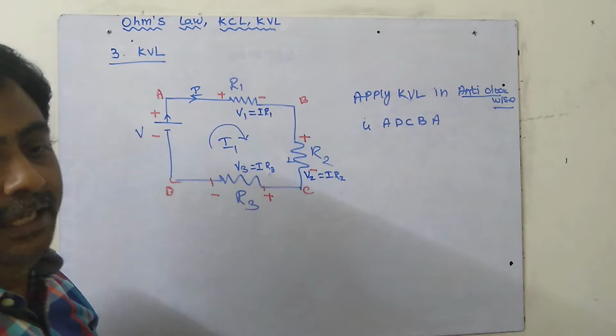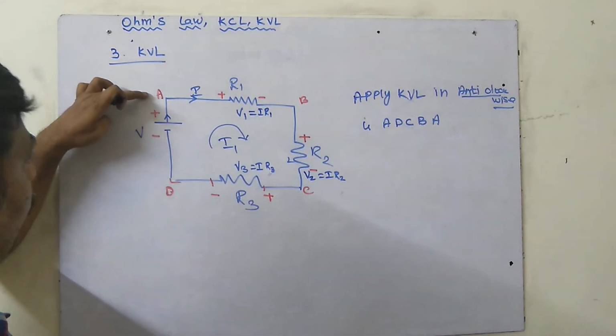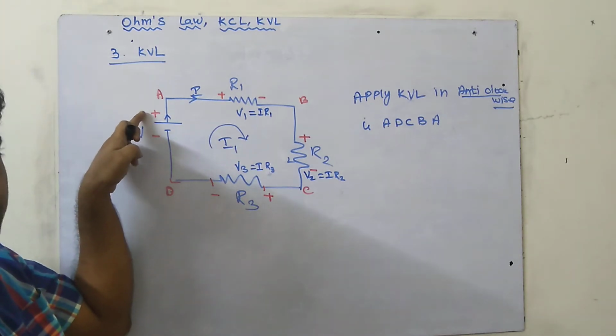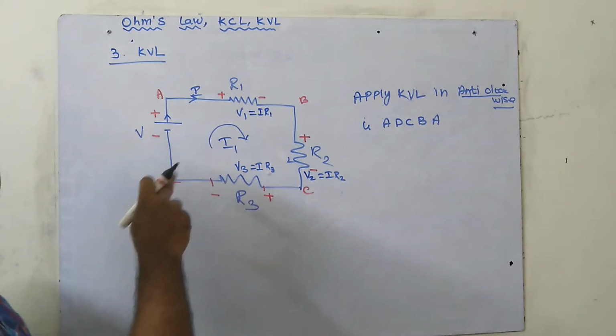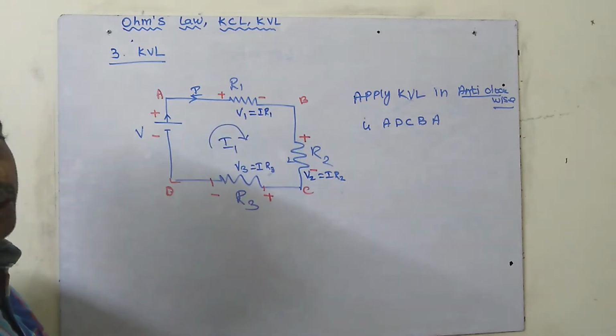This is very easy when compared to applying clockwise. Okay, I am starting from A, I am going to D. So which is coming first? Plus is coming first. Actually I should not say plus is coming first. I have to say which is potential rise or potential drop. Here potential rise is happening, remaining all the area potential drop is happening.